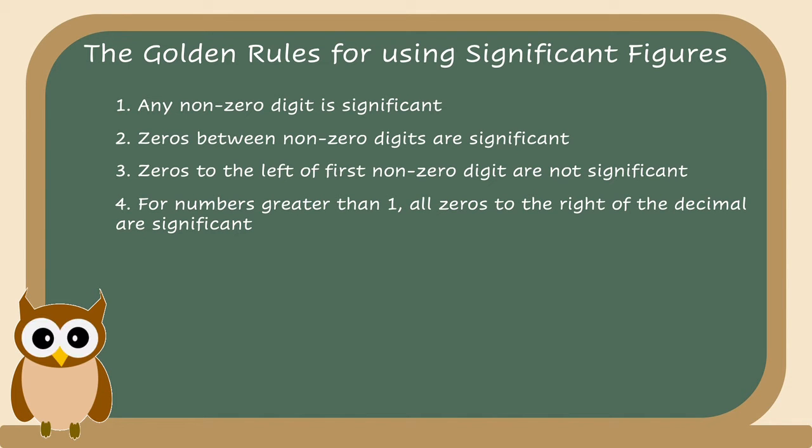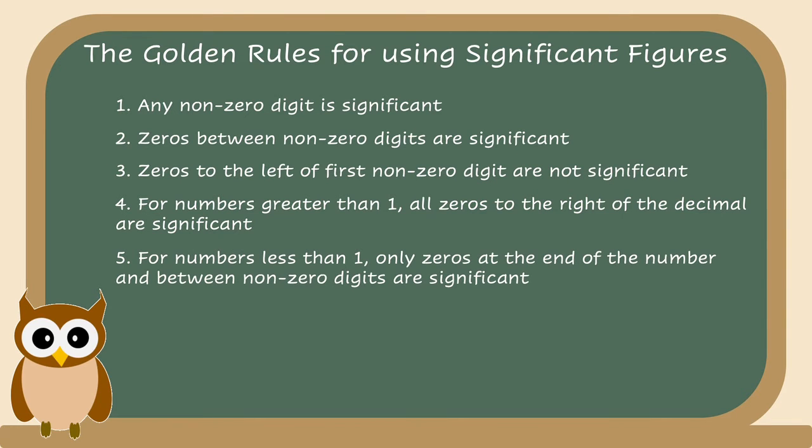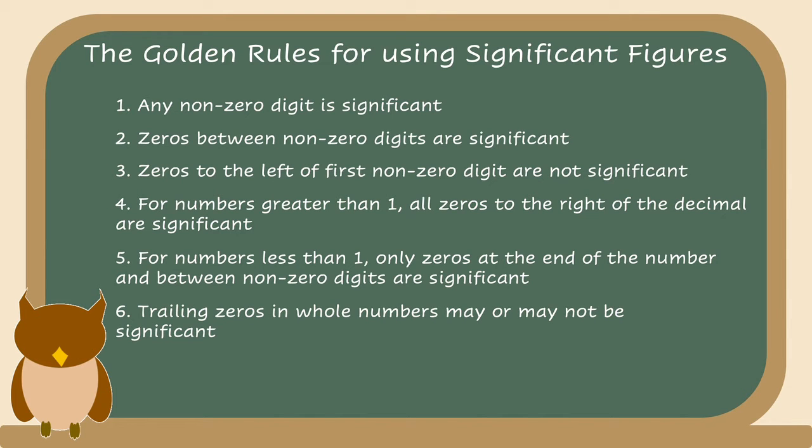For numbers greater than 1, all zeros to the right of the decimal are significant. But for numbers less than 1, only zeros at the end of the number and between non-zero digits are significant. And finally, trailing zeros in whole numbers may or may not be significant.